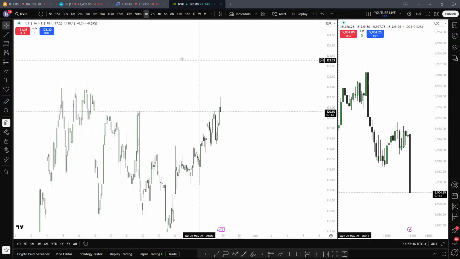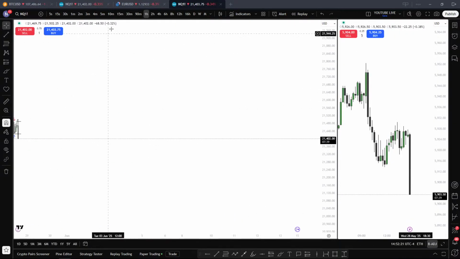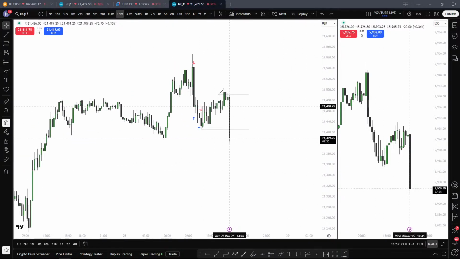Whoa, we're dropping. Well, there goes those lows we marked out earlier. What came out? Oh, probably Trump said something.